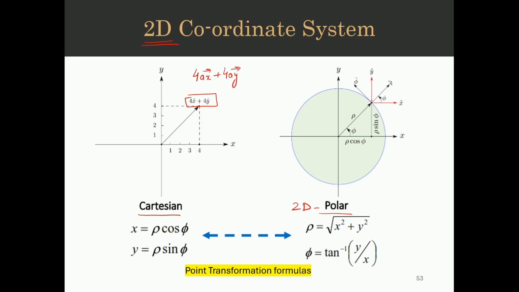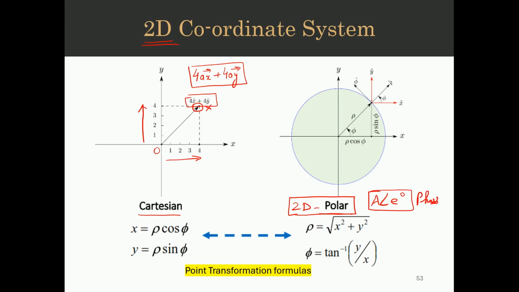If I locate this point, it means I'm moving 4 points from the origin on the x-axis, and I'm moving 4 points on the y-axis in the vertical scale, and the point of intersection gives me this point, 4ax plus 4ay. Now if I want to translate the same thing onto a circular disk in the 2D domain, I use the polar plot representation, where I get the magnitude and phase of this value, which we normally call a phasor representation.